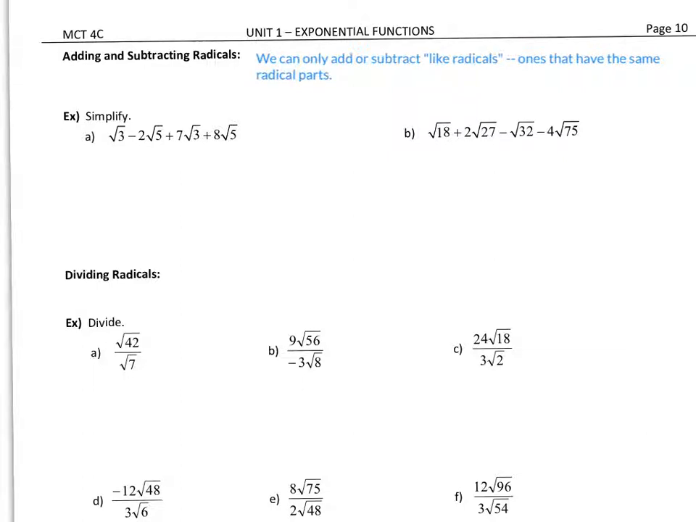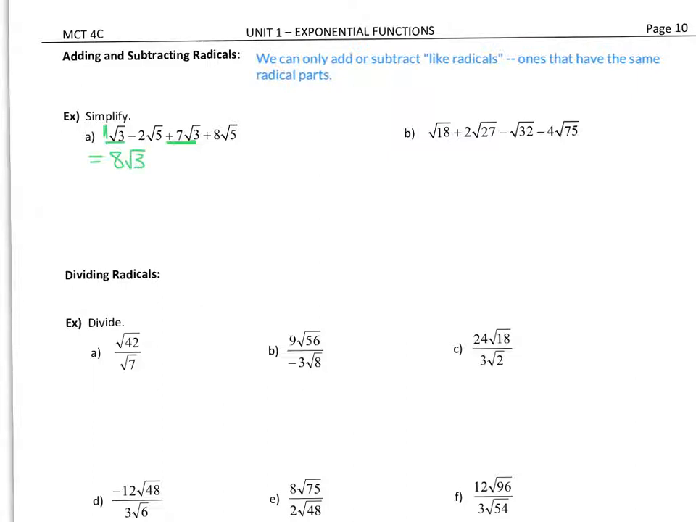So if you look at example A here, we have a root 3. That would be like having 1 root of 3. And then we have plus 7 roots of 3. So think of that as like a 1x plus 7x. It's just, instead of x, we have root 3. So 1x plus 7x would be 8 x's. So instead, what we have is 8 roots of 3.